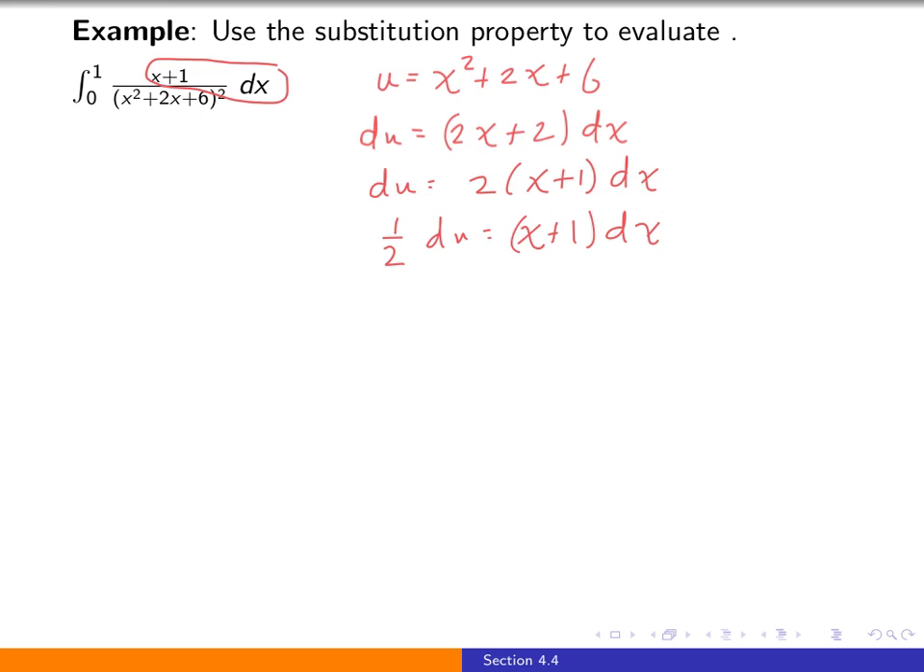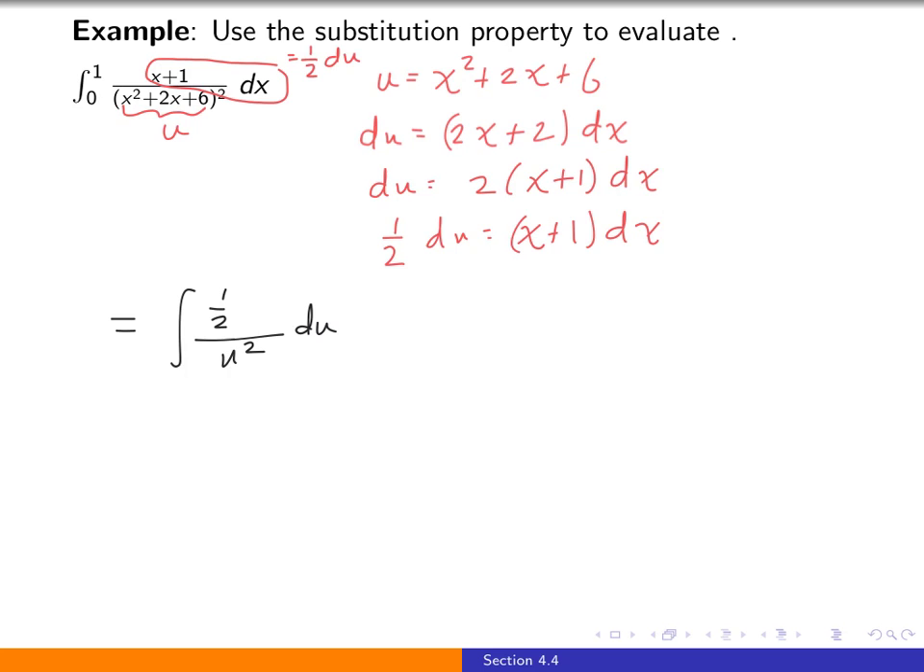Now we can take our integral and put the integrand solely in terms of u. The x plus 1 dx is going to be 1/2 du, and that x squared plus 2x plus 6 in the bottom is u. So we have 1/2 over u squared du. But note, this is a definite integral, and when we evaluate a definite integral with a u substitution, we are going to have to switch our limits of integration. So let's go about this.